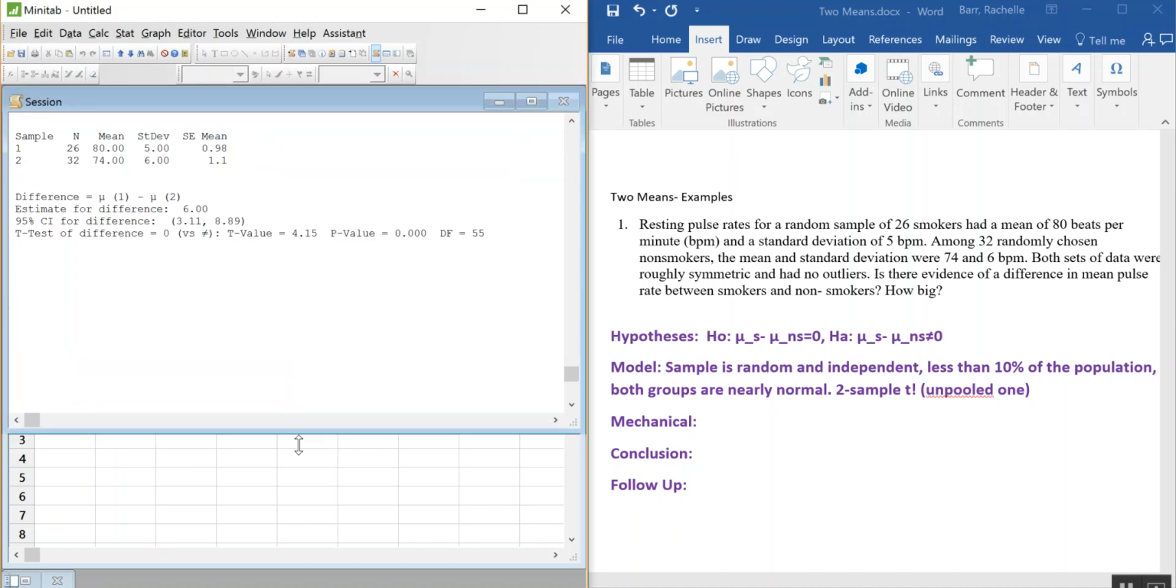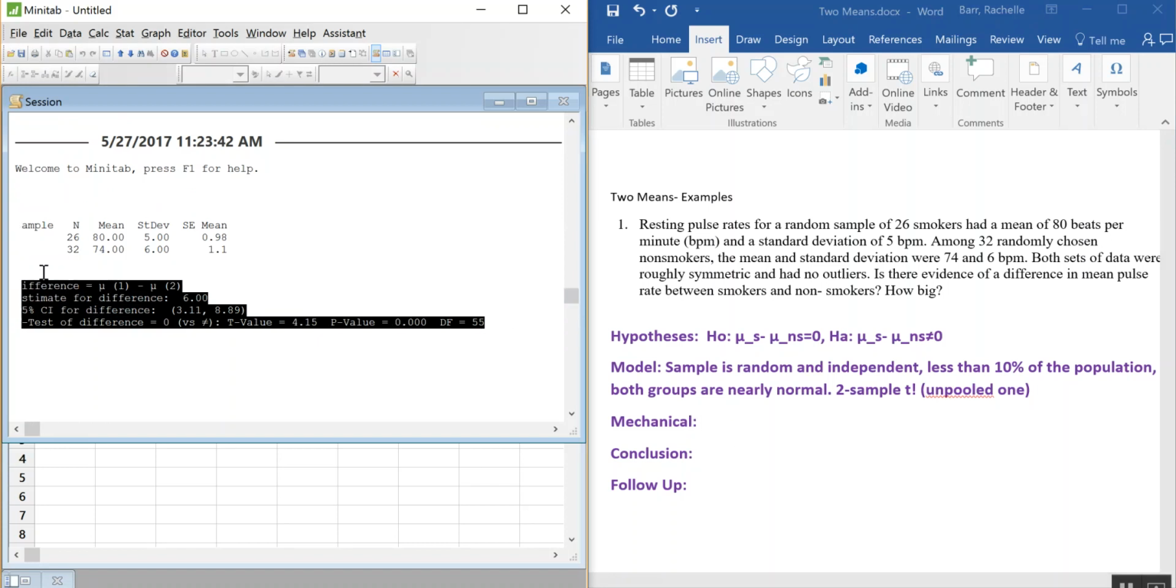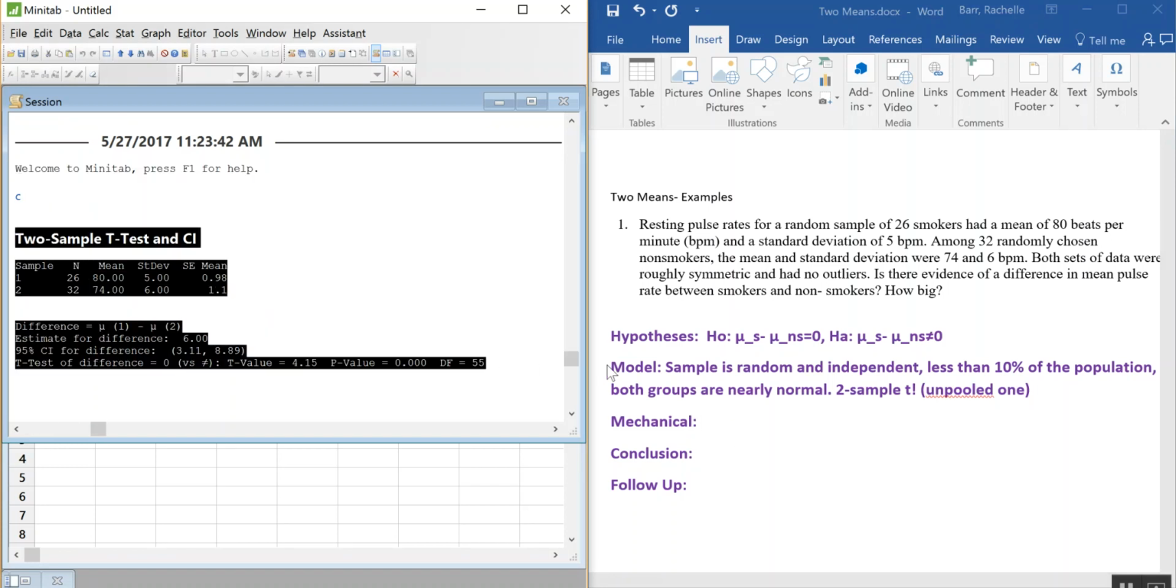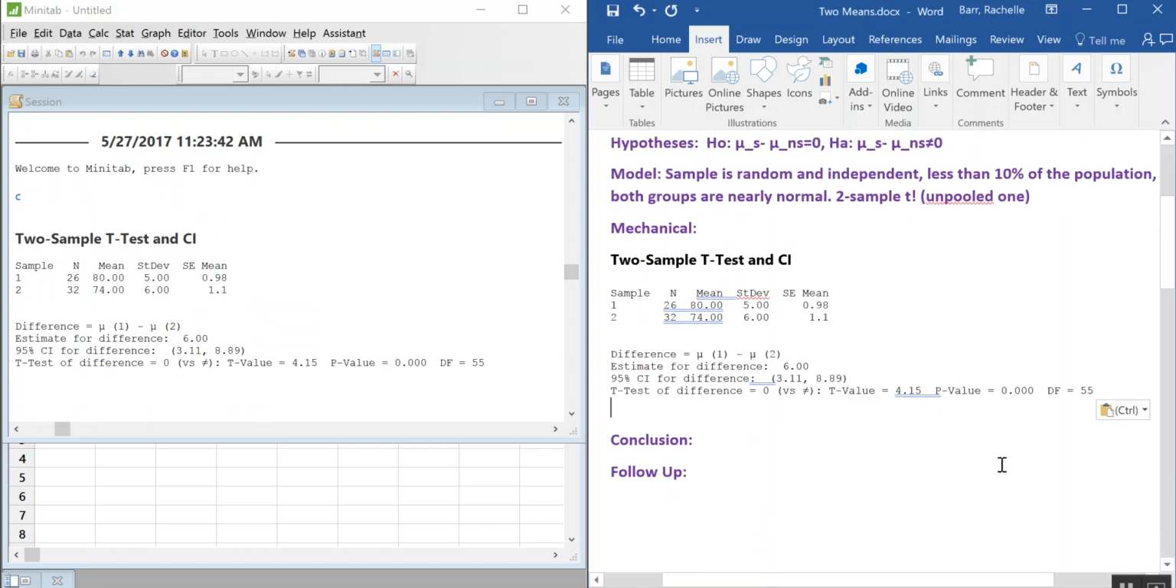And then it's going to produce a bunch of stuff for us. Okay, so the first thing worth noting is, oh, there's our p-value. It's super tiny. Okay, so I'm just going to copy my mechanics from Minitab over to my mechanical section. If I was doing this by hand, that's what would be found here. All right, so let's get into our conclusion.